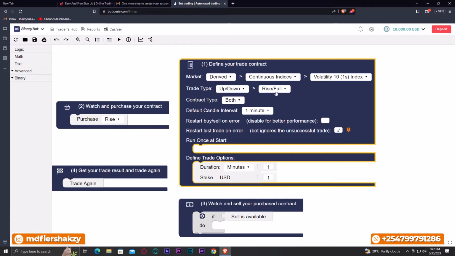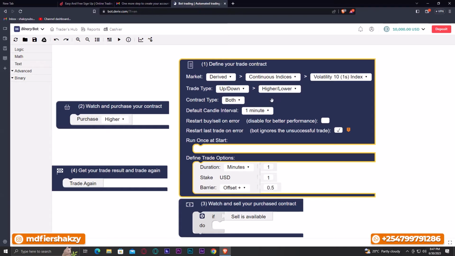So this place, higher and lower, you are just choosing the contract type. If you want to trade just higher, you come to the contract type and you choose higher. Then all these other details like default, candle, interval, are just defaults. If you have a binary bot, it will already have all this set. The good thing with the bots is that you put in your settings once and you never do it again.